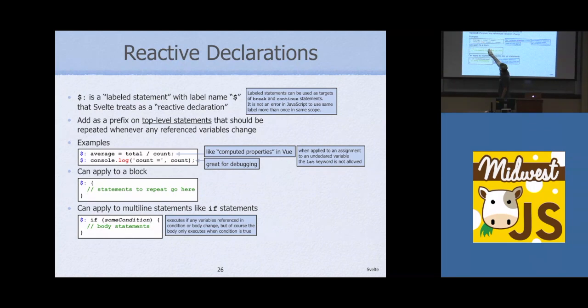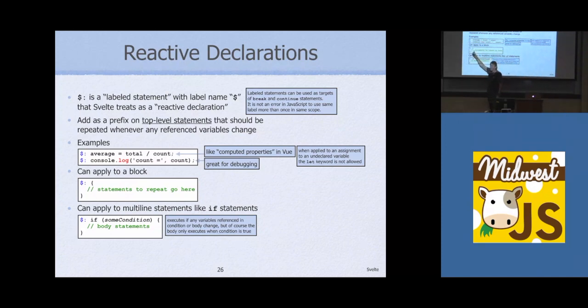So in this example, I'm saying that if the value of total or count changes, I'd like to recompute the value of average. The next line is an interesting thing. Just for debugging purposes, you might want to say you'd like to print out in the DevTools console the value of count anytime it changes. So I get that just by putting $: in front of it, because that says if the value of anything in this line changes, it should rerun that line. So a really easy way to get watch functionality.